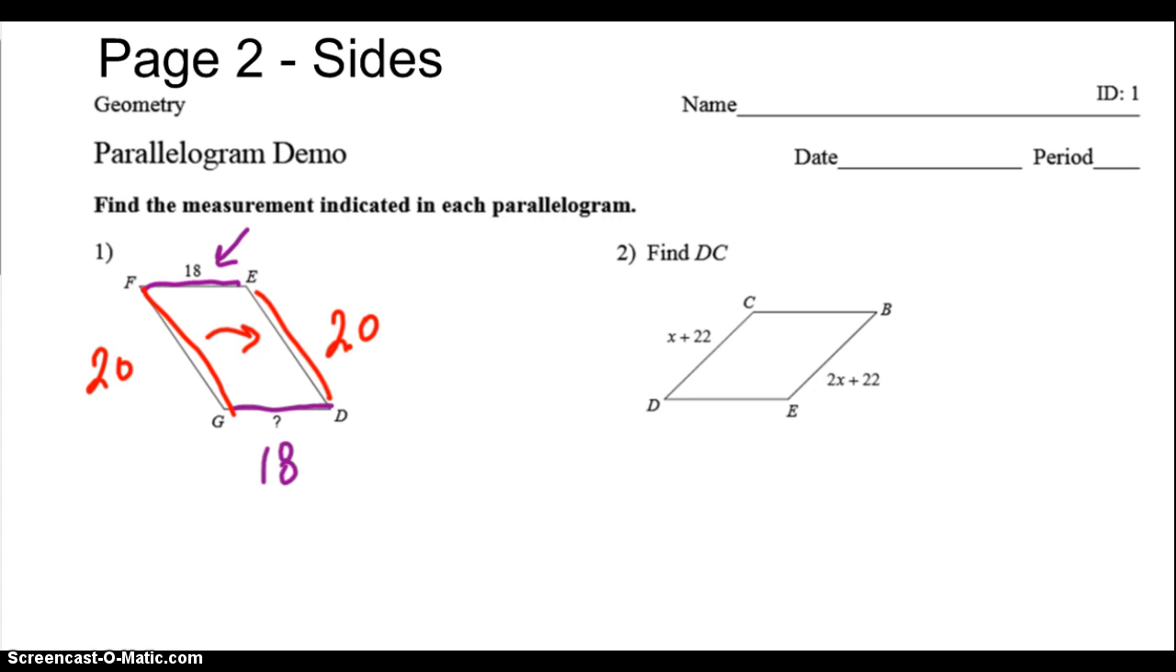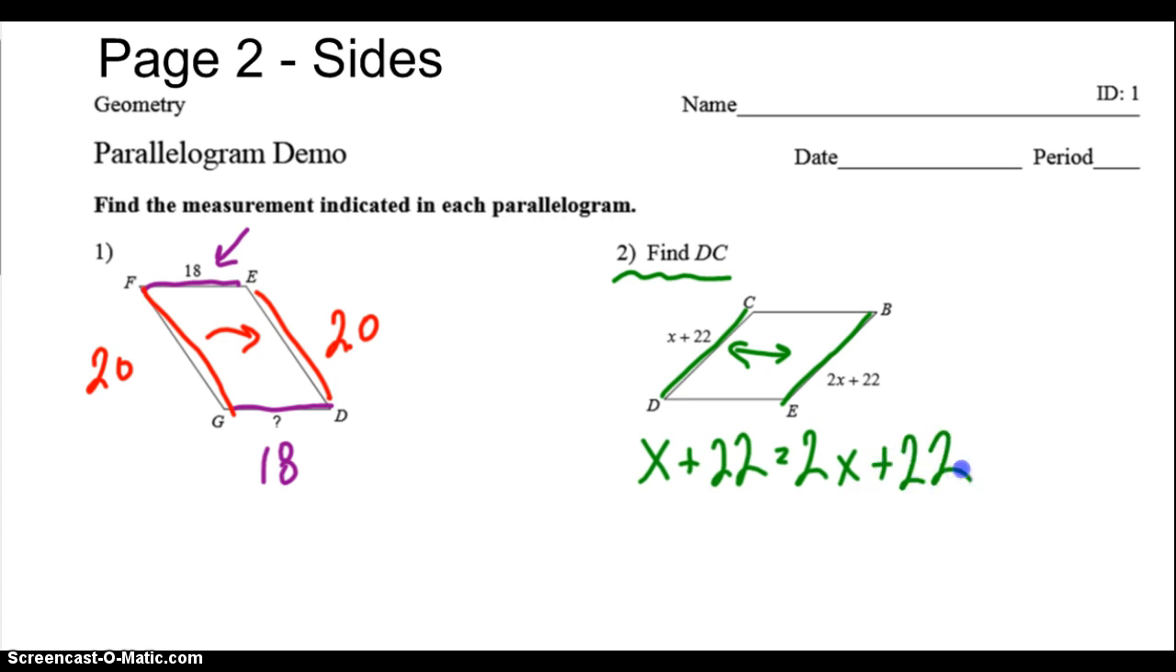So what if we see a problem like this? Find DC. Well, the first thing I need to do is set up an equation to solve for x before I can find out what DC is. So how are these two sides, CD and BE, related? Well, we just said that opposite sides are congruent. So since they're congruent, their side lengths will be equal. So I can just set up an equation where they're equal. X plus 22 equals 2x plus 22. And then I can go ahead and solve.